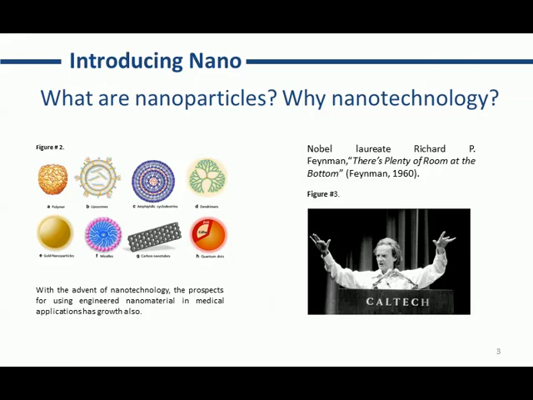In figure number 2, you can see different types of nanoparticles. But what is a nanoparticle? Nanoparticles are defined as engineered structures with diameters of less than 100 nanometers, as well as devices and systems produced by chemical and physical processes, having specific properties not necessarily displayed in their macroscale counterpart.